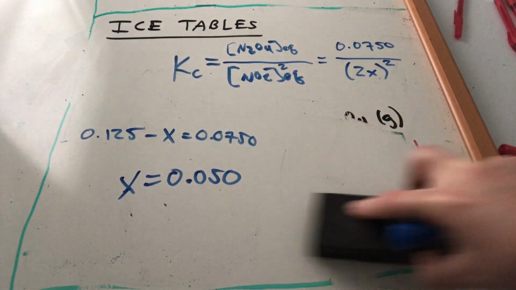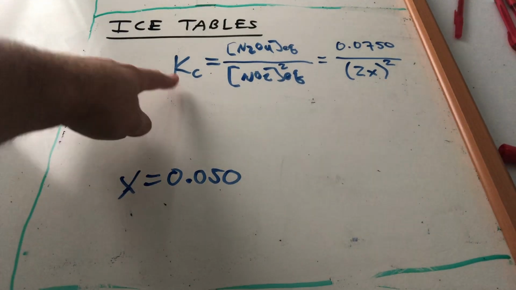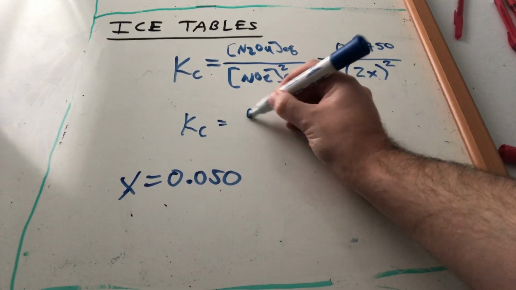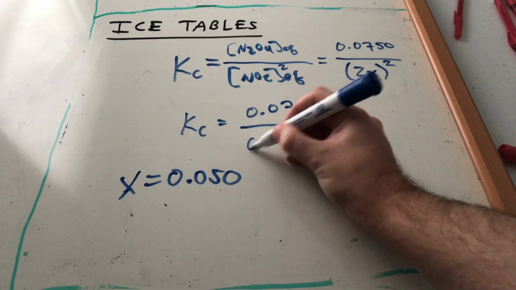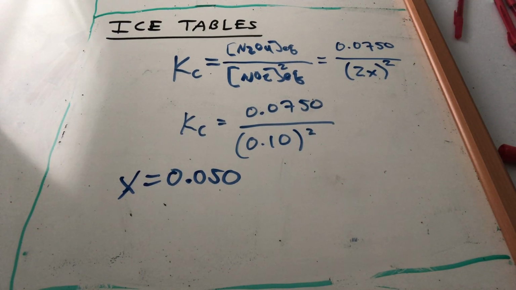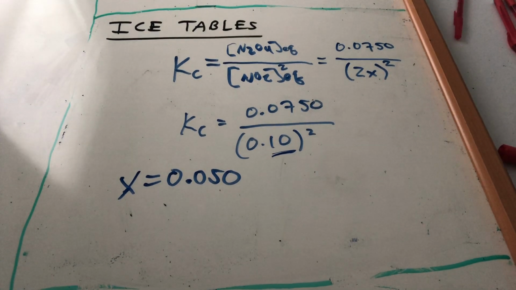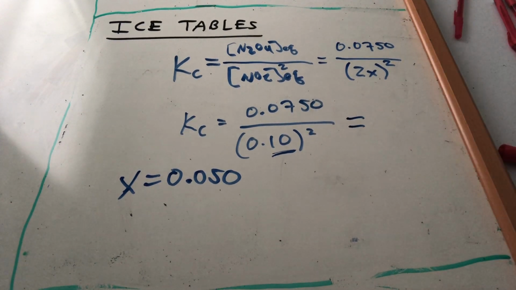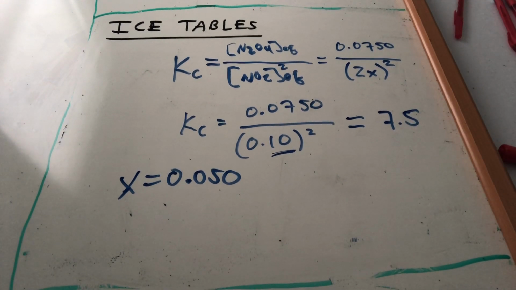So now, if I know X, the only unknown in this expression right here is K, and that's what I was trying to calculate. So K is going to be equal to 0.0750 divided by 2 times this is 0.10, and then I have to take that 0.10 and square it. I'm going to remind myself that there's 2 significant figures here. K's come from equilibrium measurements, so significant figures definitely matter. I plug this into my calculator, and what I get out is a KC that's 7.5.